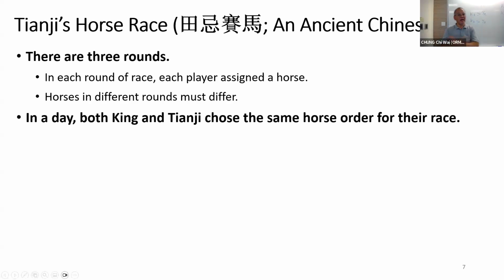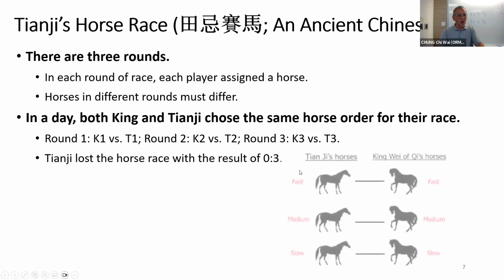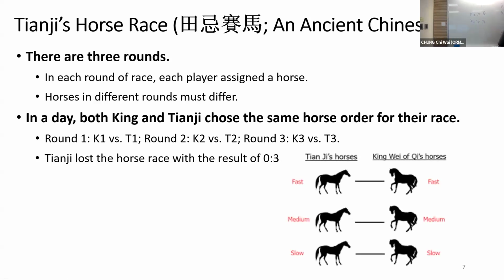In a case where both King and Tenji choose the same horse order for their race, in the first round, King chooses K1. And then in the second round, K2, and K3 in the third. Round 1, round 2, round 3. And Tenji, the general, also chooses the same order, T1, T2. These two horses are the same level.